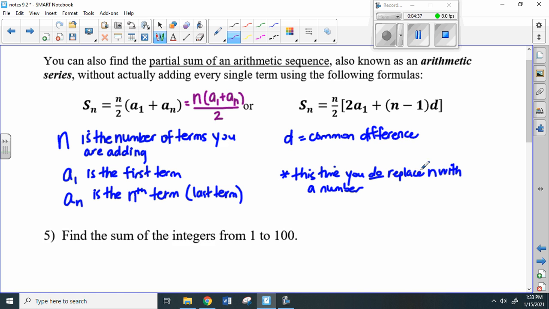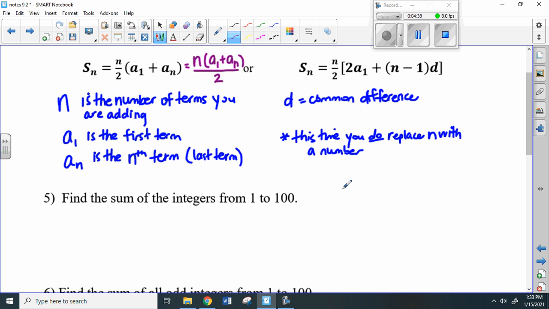So number 5 here says, let's read it again: find the sum of the integers from 1 to 100. Let's think about what we know. How many numbers are there? Because that's what N is, the number of terms you're adding. How many numbers are there from 1 to 100? That's 100. So that means we're adding up 100 terms.